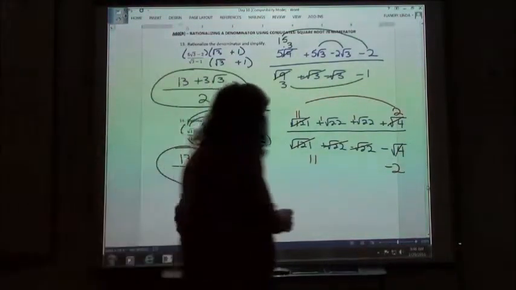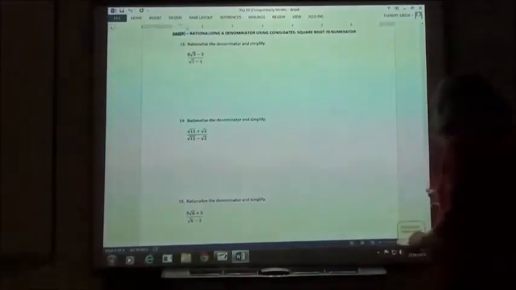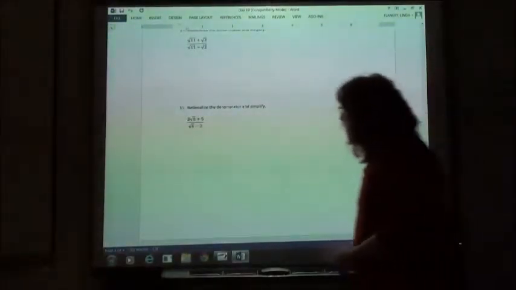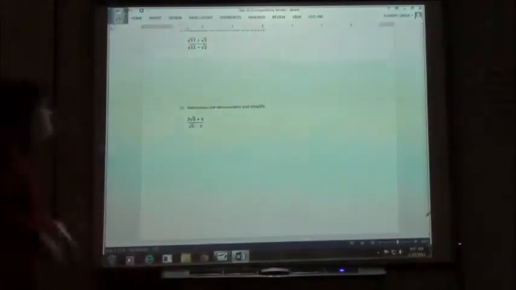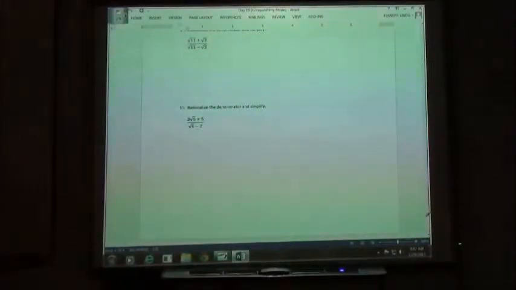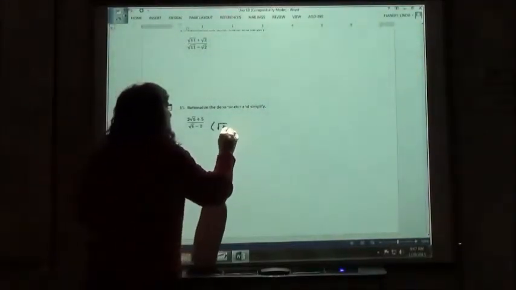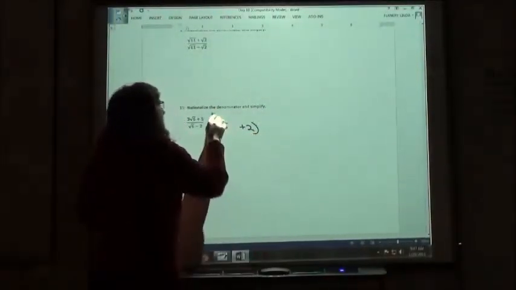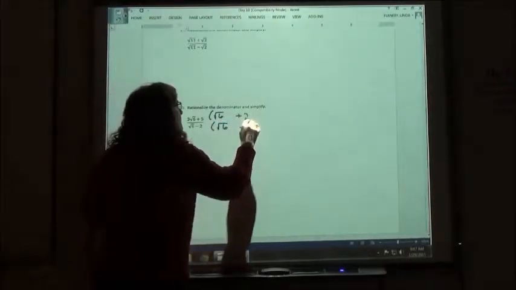One last one on the page. So I can't move my board any higher than that. We'll go with that far. What would my conjugate be that I want to multiply by? It's going to be square root of 6 plus 2. Exactly. Square root of 6 plus 2 times the top and times the bottom.